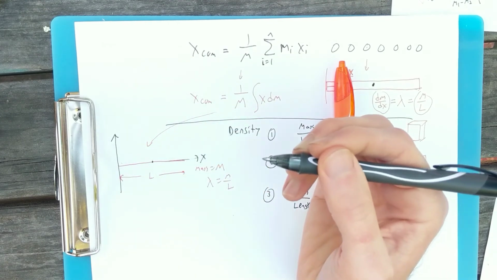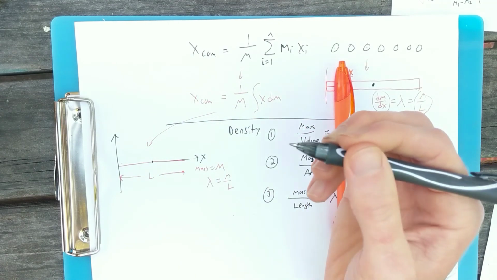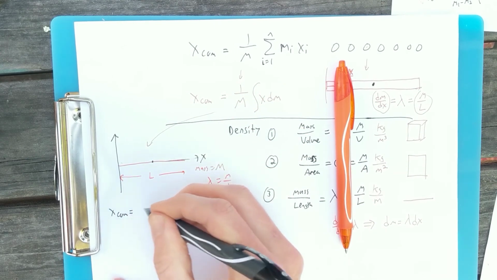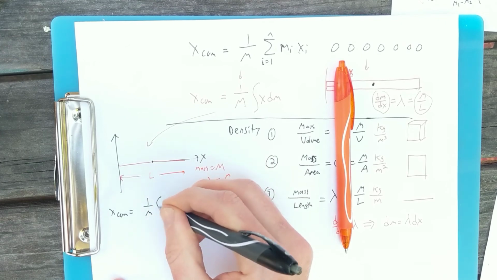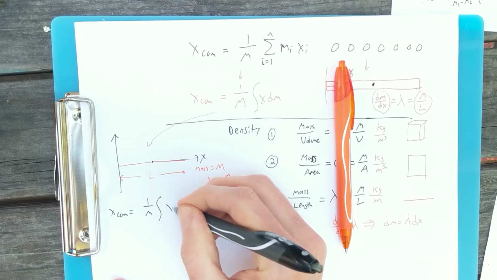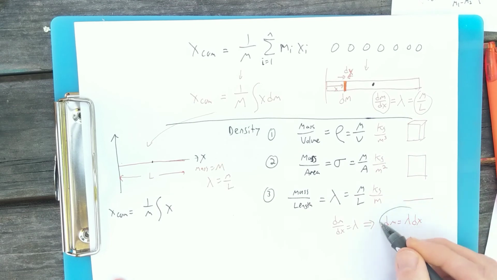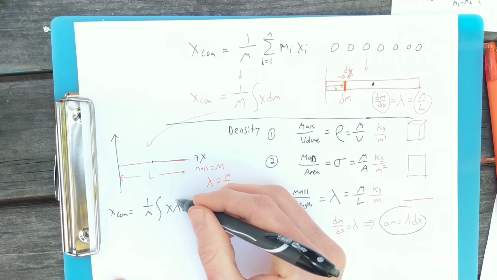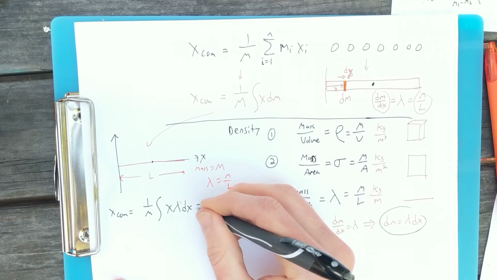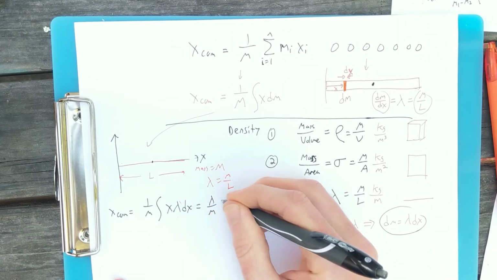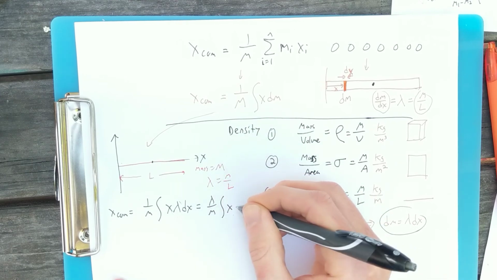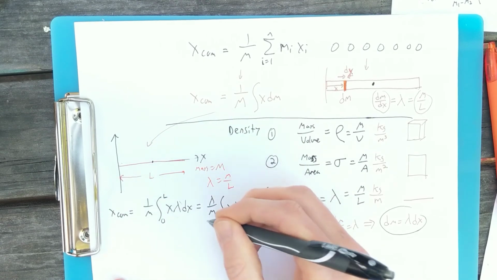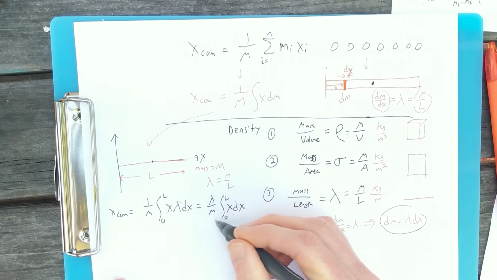Of course, we know it's going to be L over 2, but let's just figure it out using this formula, this one right here. So x center of mass is going to be 1 over the mass times the integral of x dm, and now dm is going to be lambda dx. The lambda is a constant, so we can actually pull that one out. So it's going to be lambda over m times the integral of x dx. I forgot to put limits on the integral. We're going to integrate from 0 to L. Now this is an integral you can do.